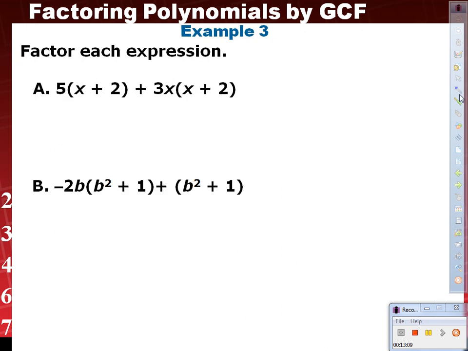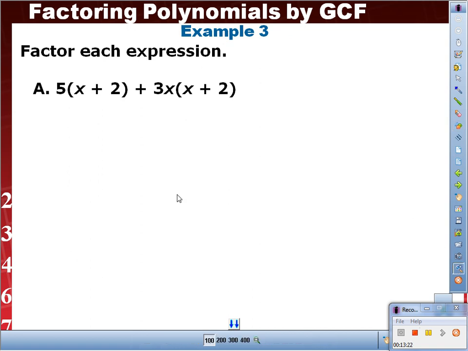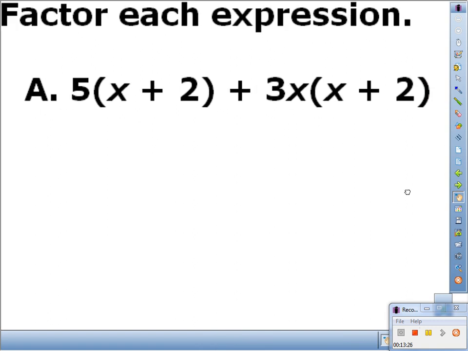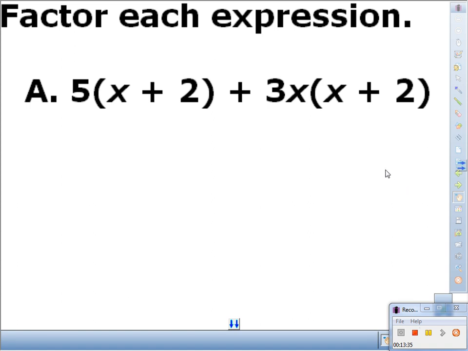Copy this one, example 3A. Yes, right there. Example 3A. Just copy it. I'm going to go over this one. 5 times (x plus 2) plus 3x times (x plus 2).